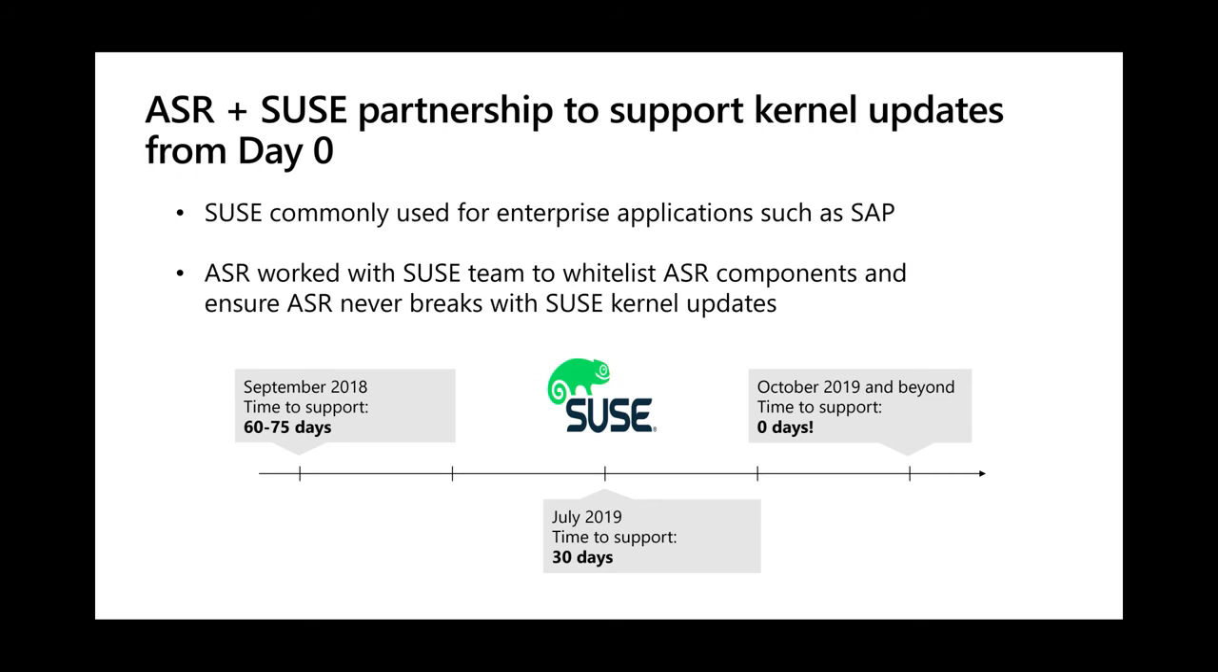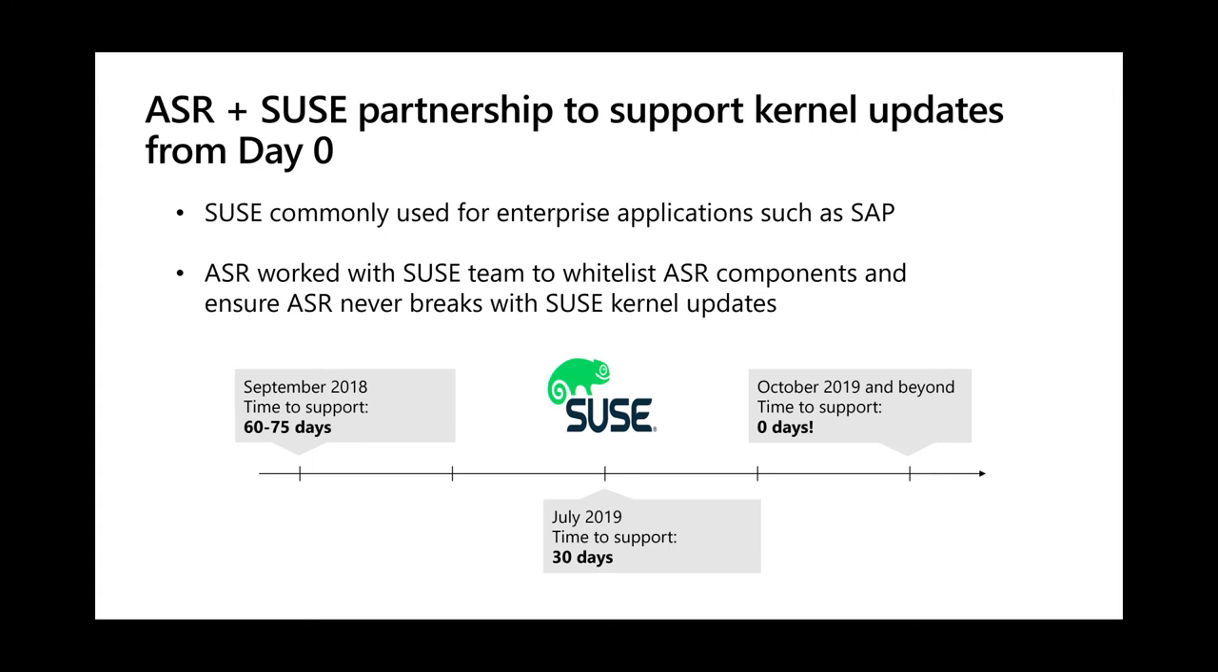SUSE, as you all know, is one of the common Linux distributions used by Linux applications running on Azure VMs. A few months back, some of these customers reached out to SUSE saying, "Hey, you're releasing frequent updates, but disaster recovery on Azure is not supporting them fast enough." That's when the SUSE team reached out to us, and we started collaborating with SUSE to solve this problem and start supporting the kernel updates faster.